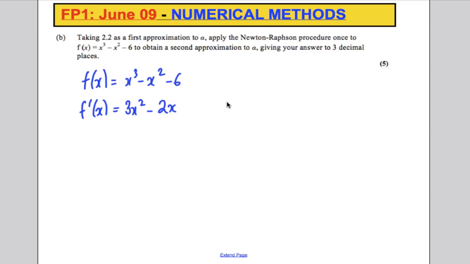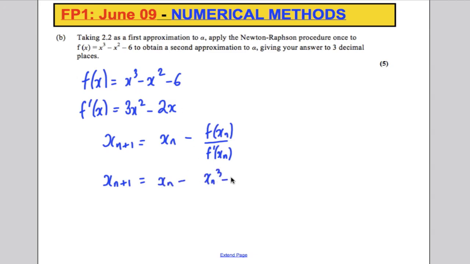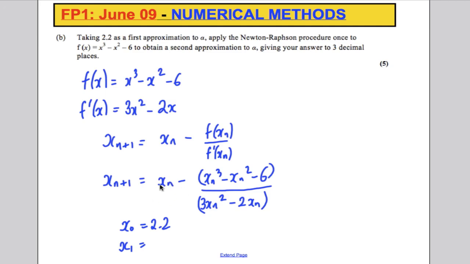And then Newton-Raphson says x to the n plus 1 equals x to the n subtract f of x to the n over f dashed x to the n. So translating this in terms of the functions, it would be x to the n subtract f of x, which would be x to the n cubed subtract xn squared subtract 6, all divided by 3x to the n squared subtract 2x to the n. Okay, so all we've got to do is start with x0 is 2.2 and x1 will be what I get when I sub in 2.2 in here.